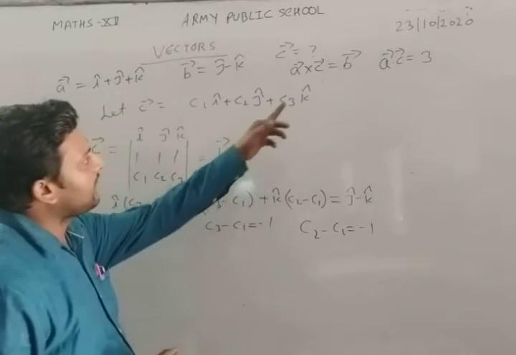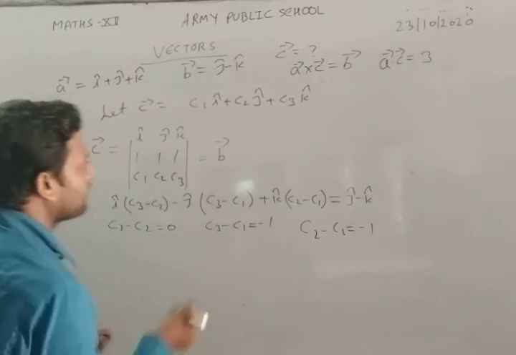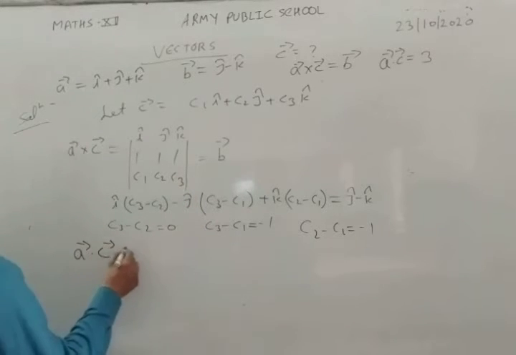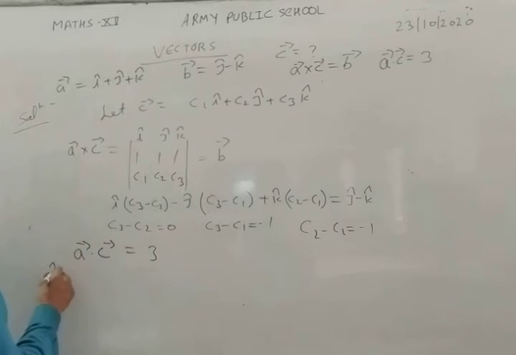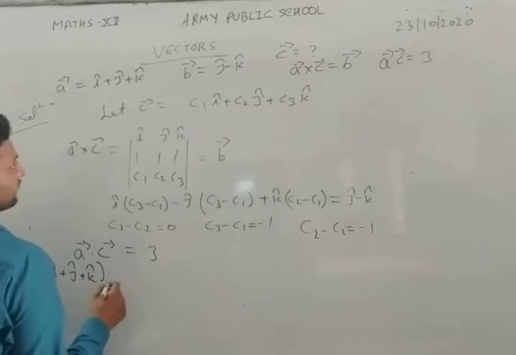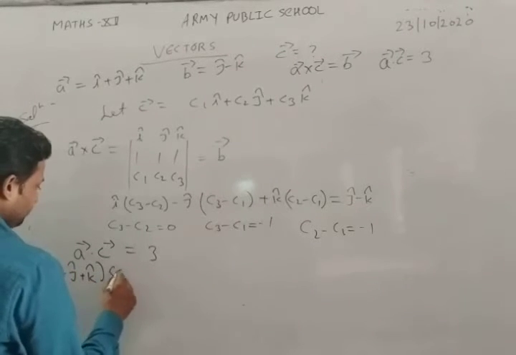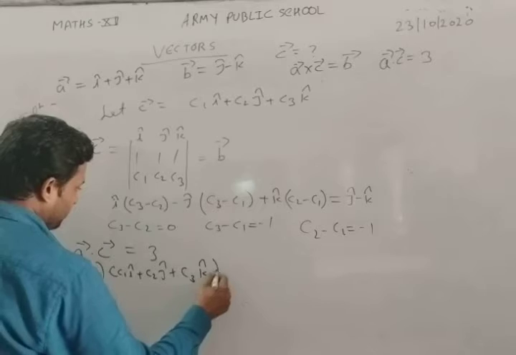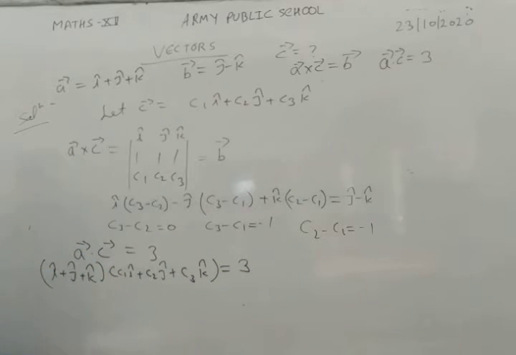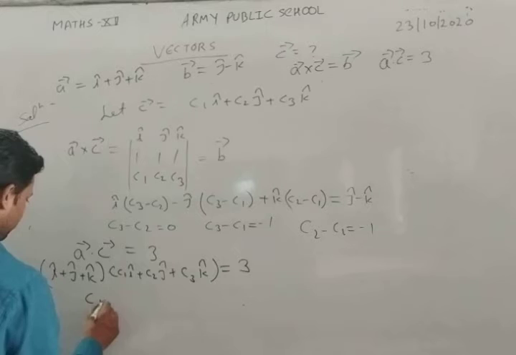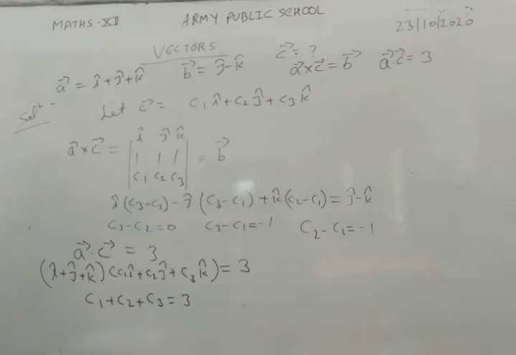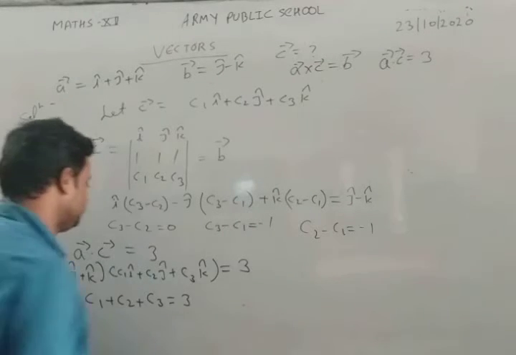Now we have another condition: A dot C is 3. So we again apply A dot C is 3. Vector A is I plus J plus K and C is C1 i plus C2 j plus C3 k, and the dot product is equal to 3. Now take the dot product of these: C1 plus C2 plus C3 is equal to 3.